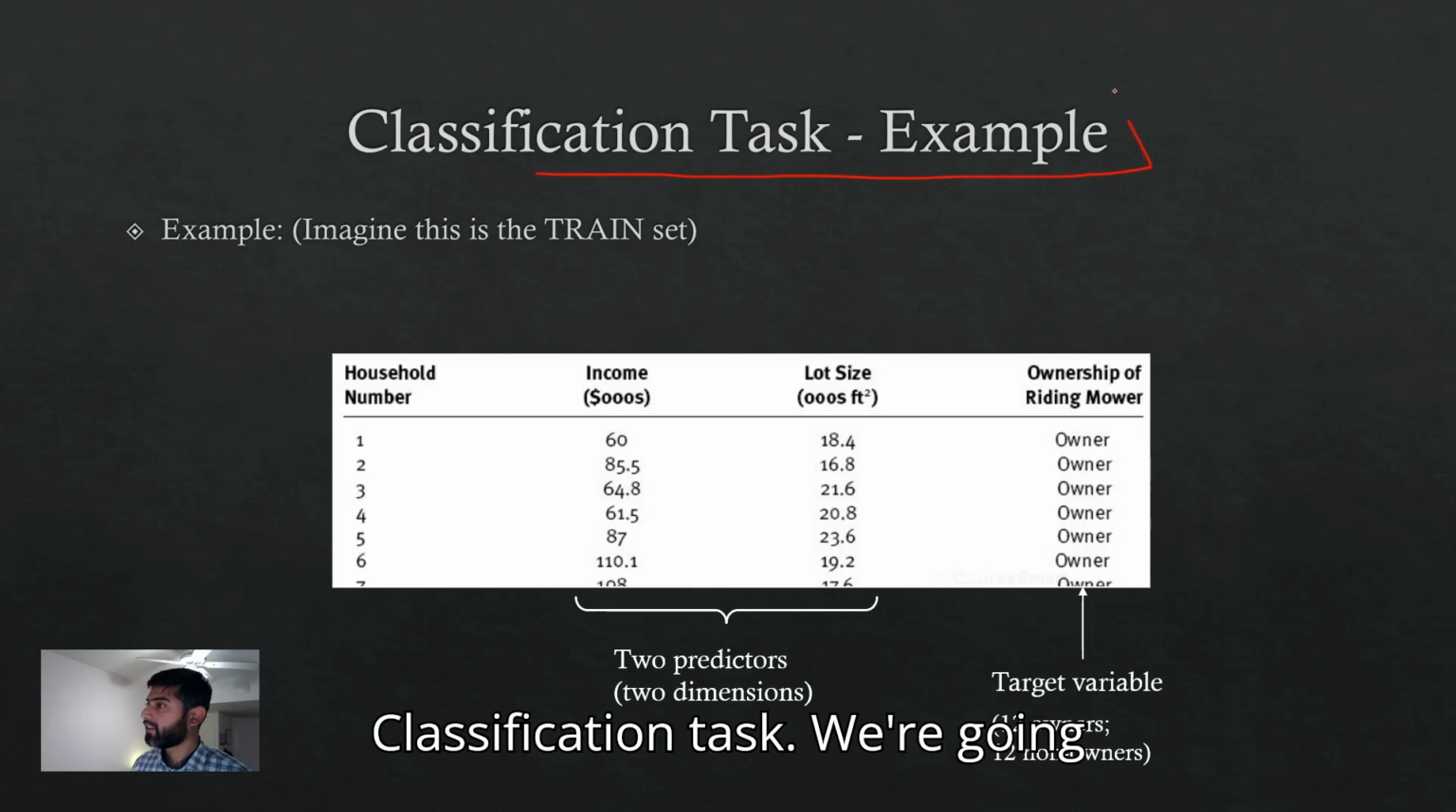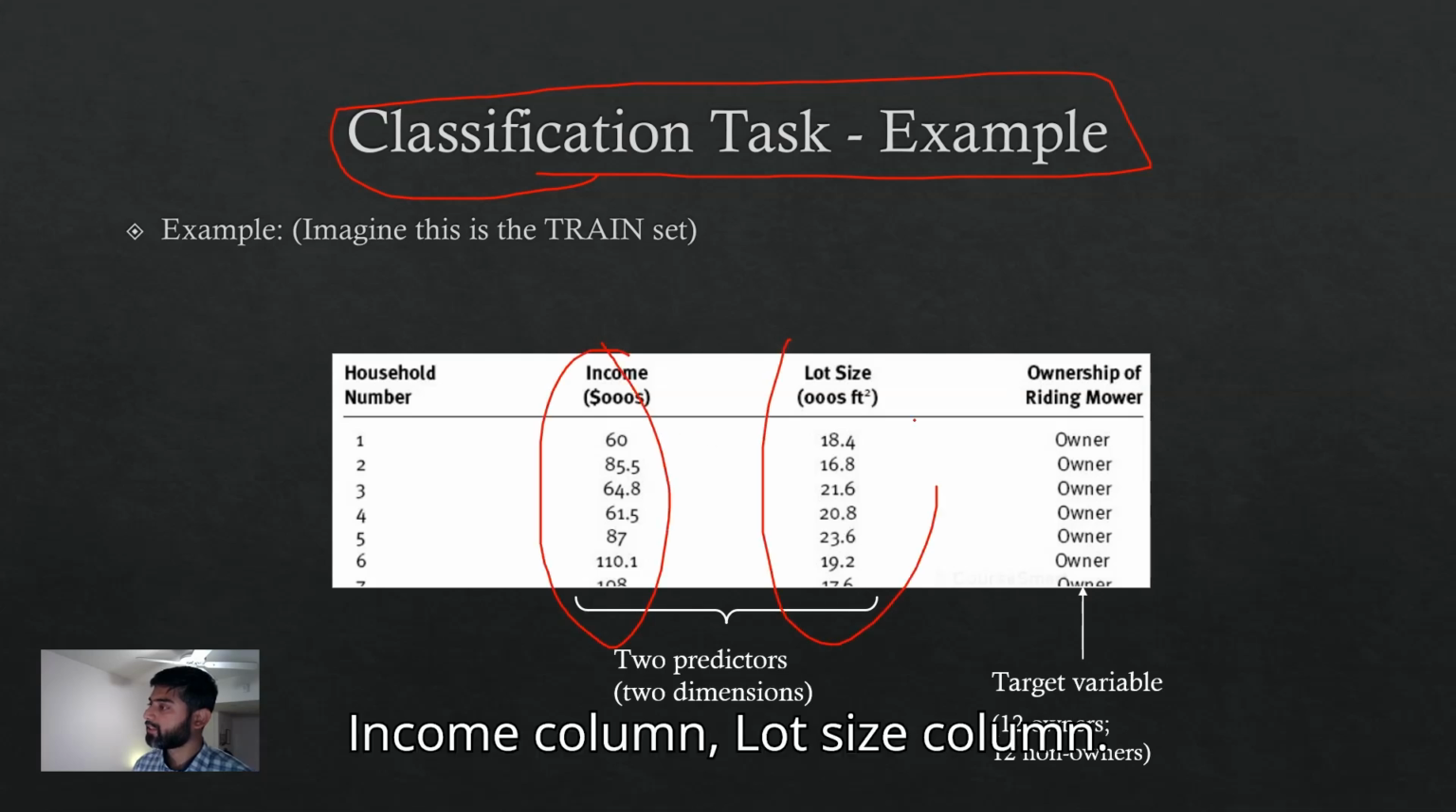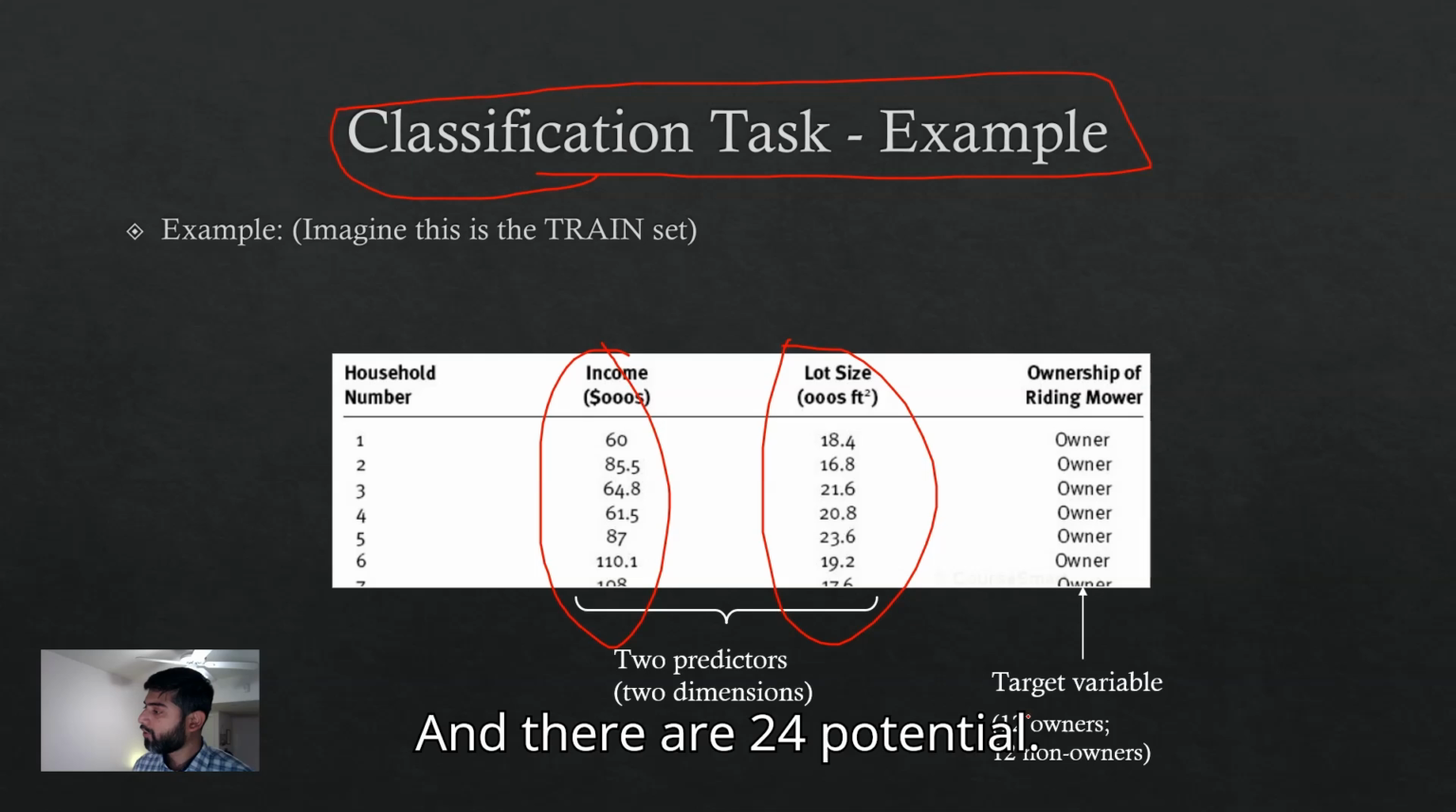Classification task. We're going to look at this example. Income column, lot size column, and there are 24 potential owners and non-owners that we are going to learn this data set from.